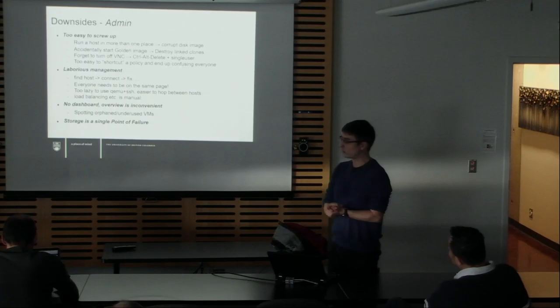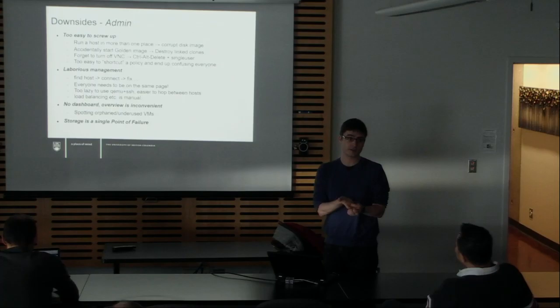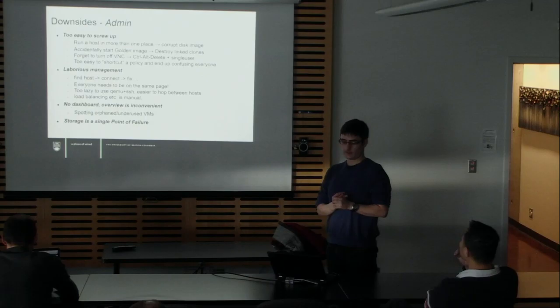Pretty straightforward. And the downside, it's gotten way too easy to screw up. That was my main example, these linked clones. Screw up something in that chain, taking out everything below it. Accidentally starting a golden image, I've done.